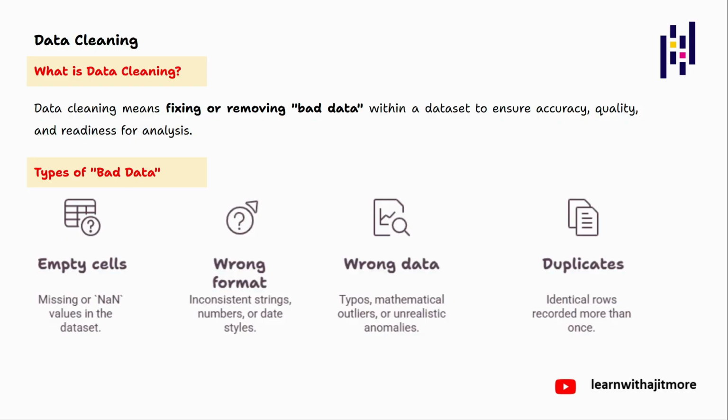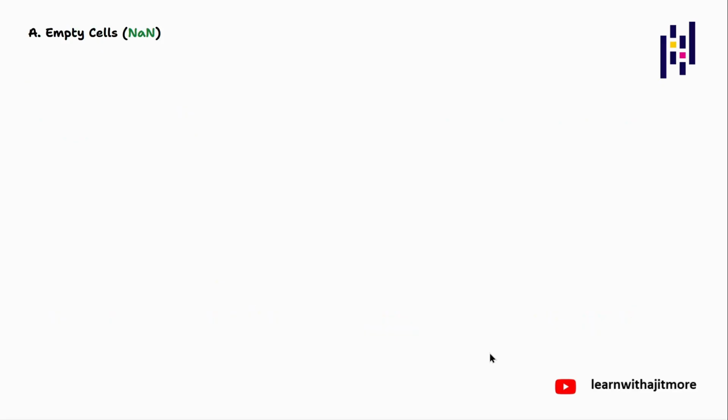All this is part of bad data. Empty cells are bad data. Wrong format is bad data. Wrong data means the type is right, the value is also correct, the data type is also correct, but the value is not expected. It is an unrealistic value. And duplicate values. So all this we have to discuss one by one.